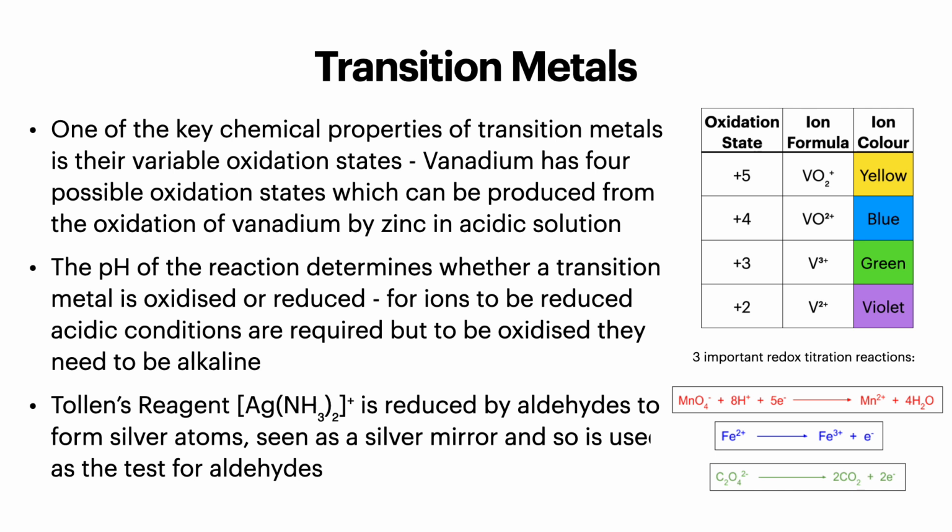Now looking a little bit more at Tollens reagent, here you can see the actual structure of this, like we spoke about a little bit earlier when it came to the shapes. This is reduced by aldehydes to form silver atoms, seen as a silver mirror, and so is used as a test for aldehydes. And just in the bottom right here, there are also 3 important redox titration reactions, which are really important for you to know, because you may need to be able to recite these and have knowledge of this if you are discussing transition metals in your exam.